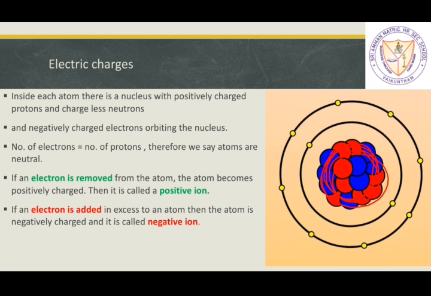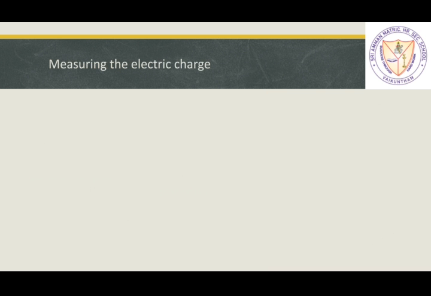Usually the number of electrons and protons will be equal in an atom, so they are called neutral. By any means, if you remove an electron, then the atom becomes positively charged and it is called a positive ion. If you add one more electron to that atom, then the atom becomes negatively charged and it is called a negative ion. This is a brief introduction regarding electric charges. There are electrons, protons and neutrons, where electrons are negatively charged, protons are positively charged, and neutrons have no charge. So three things we have learned.